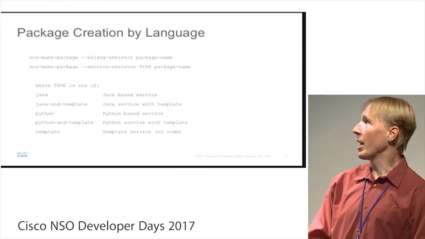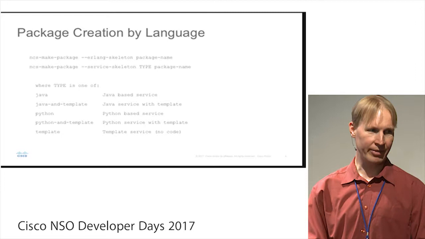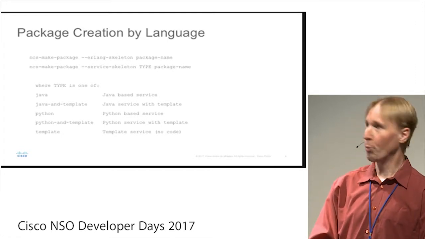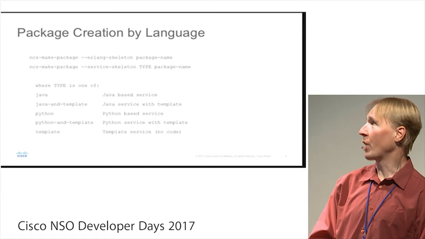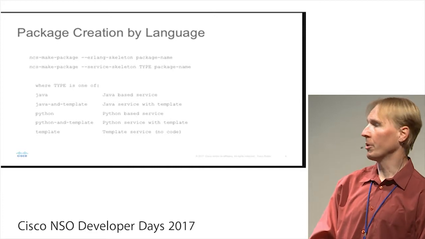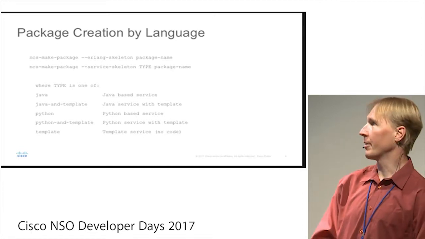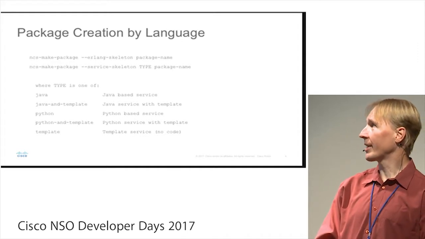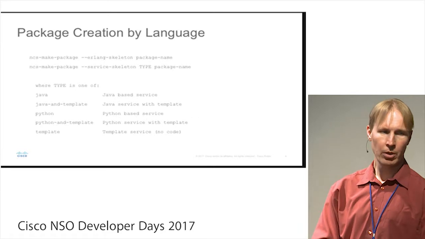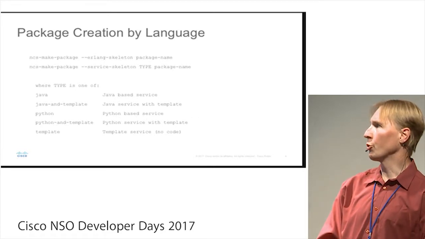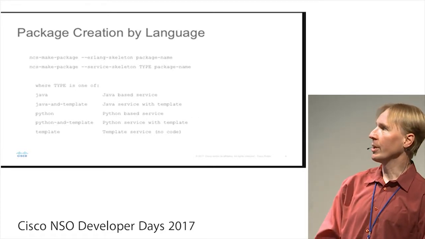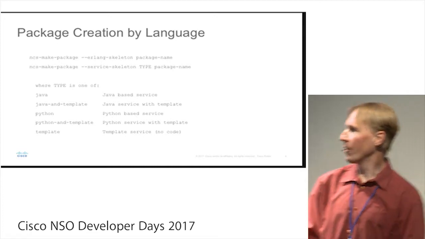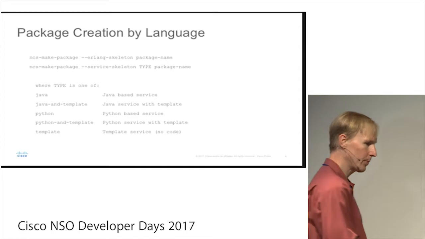Either you want an Erlang package, there's only one Erlang skeleton for all kinds of packages, but if you're using Java or Python, you can specify which type you want. You want a service skeleton or a data provider skeleton and so on. And if you select to do a service, you can choose to do one with a template or without, or only template, or Java template or Python template.